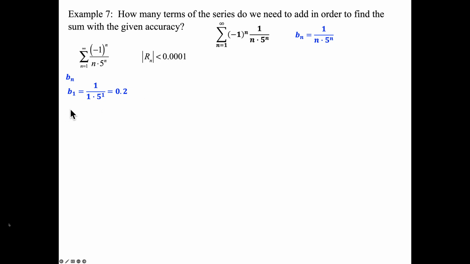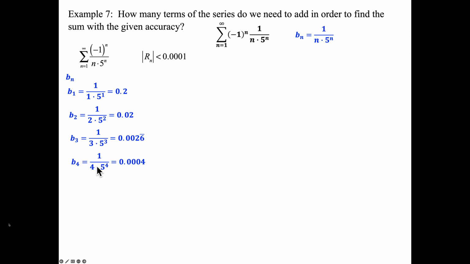So we're going to go to n equals 2. So b sub 2 is going to be 1 over 2 times 5 squared. Okay, that's 1 over 50. That's 0.02. Not yet. Go to b sub 3. 1 over 3 times 5 to the third. That's 125 times 3, that's 375. Just punch it in the calculator. 0.0026. Not small enough.